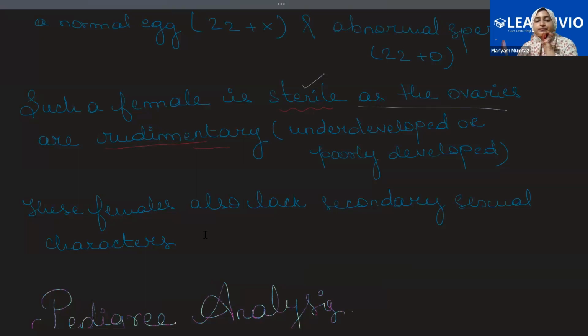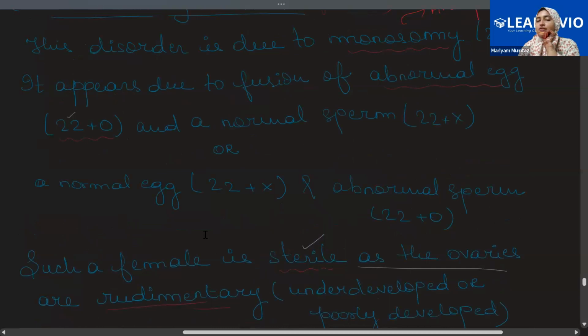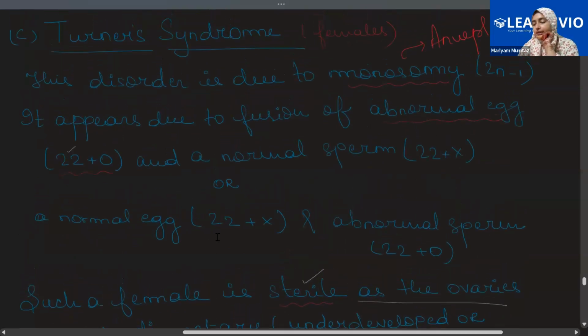This much is clear. So chromosomal disorders are clear to you all, right? I hope.